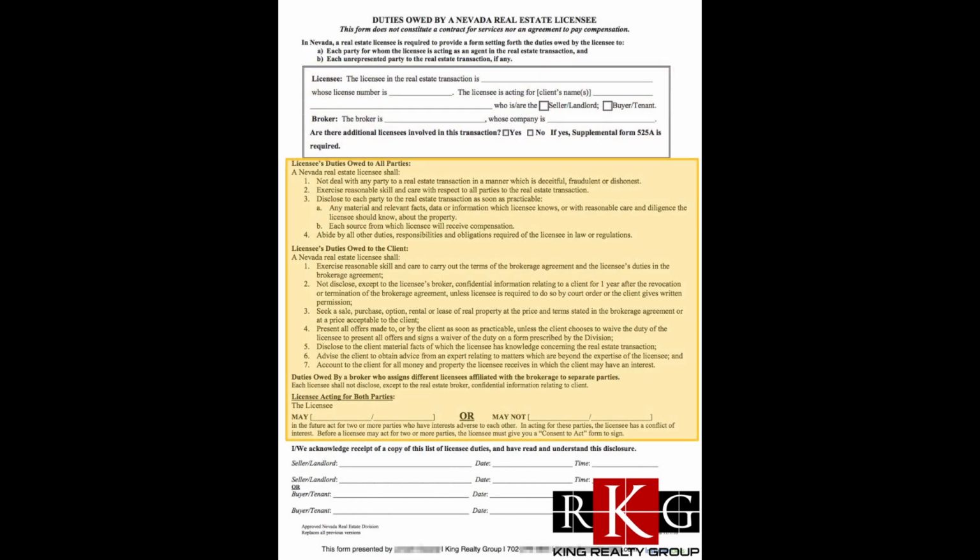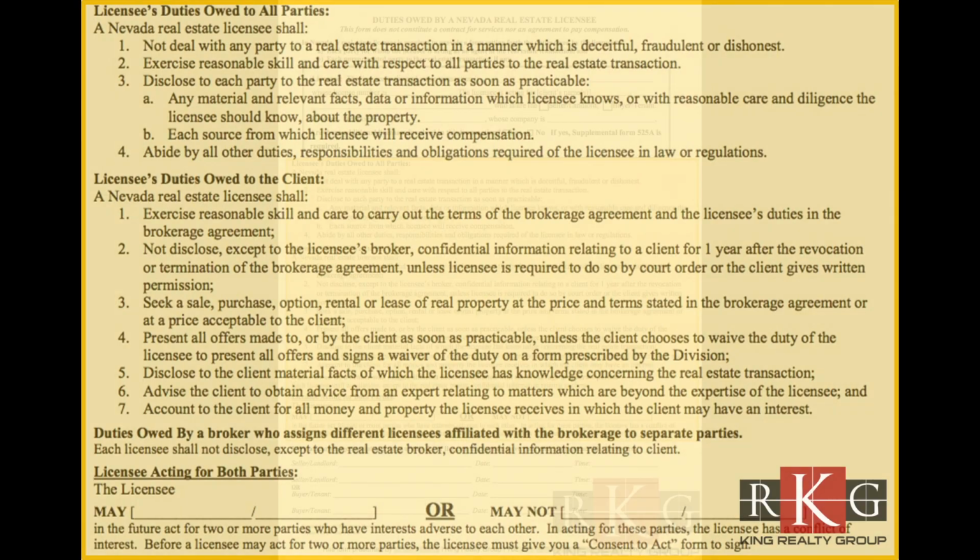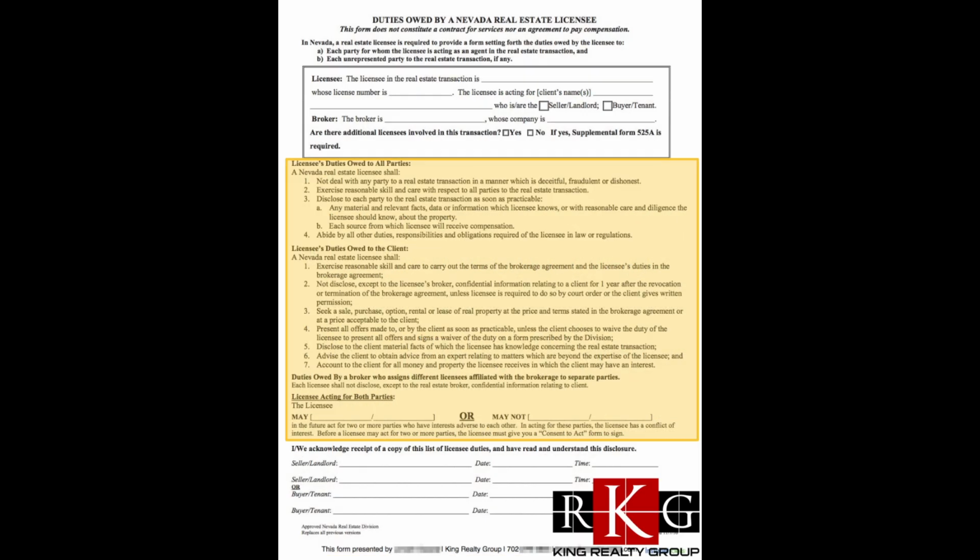The second section is a paraphrase of the statutes outlining the licensee's duties to all parties in the transaction and those duties specific to the licensee's representation of the client. There is a single sentence reference to a licensee's duty of confidentiality under a signed agency and a notice of the activities which require the licensee to provide the client with the consent to act form.